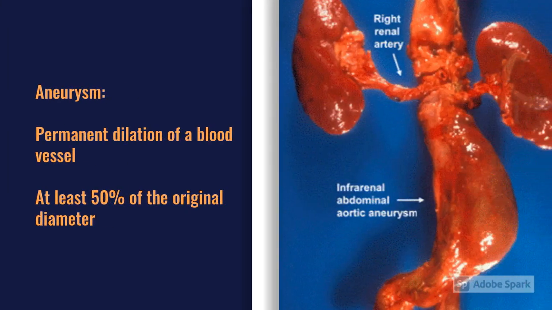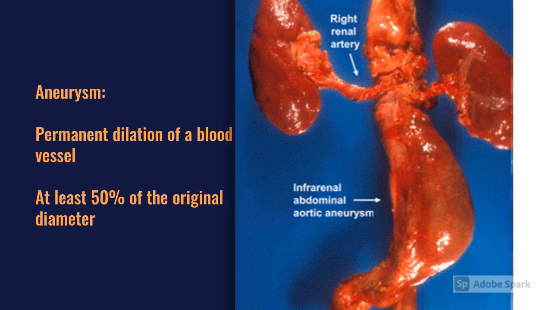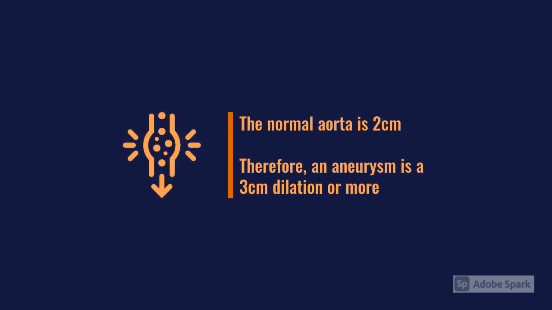So, an abdominal aortic aneurysm, and an aneurysm in general, is a permanent dilation of a blood vessel, more than 50% of the original diameter. A normal abdominal aorta, he says, checking his notes, is approximately 2 centimetres. Therefore, anything over 3 centimetres is technically an aneurysm.